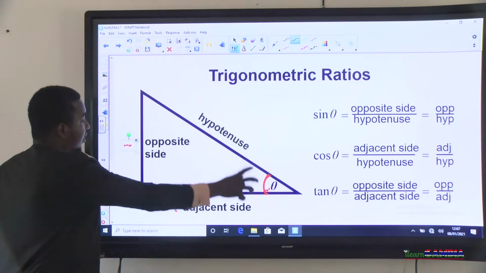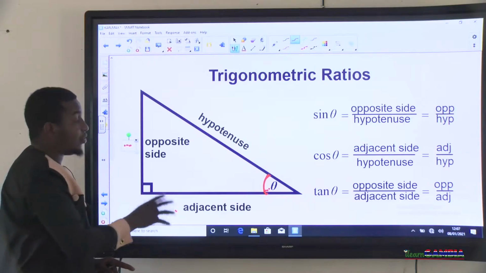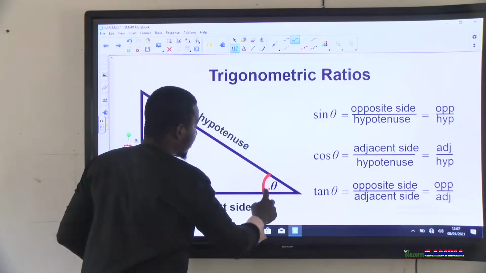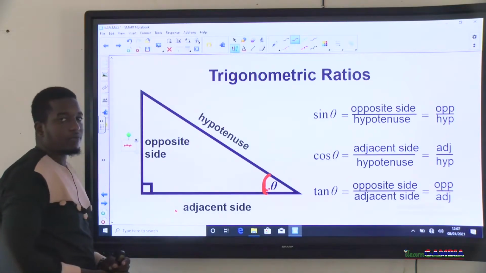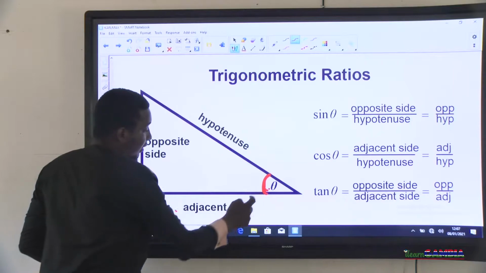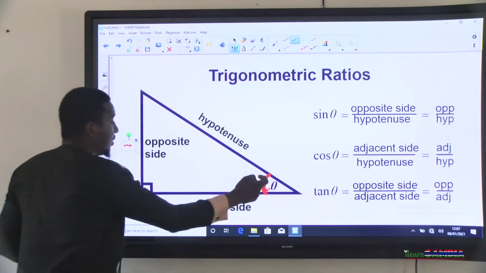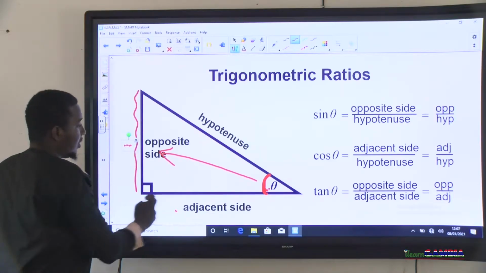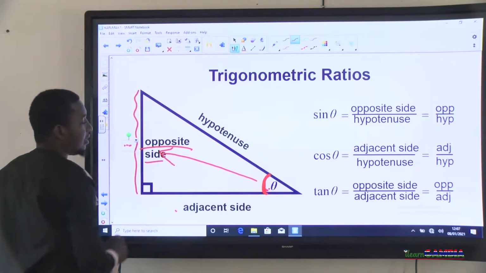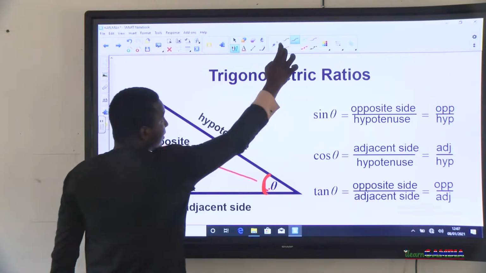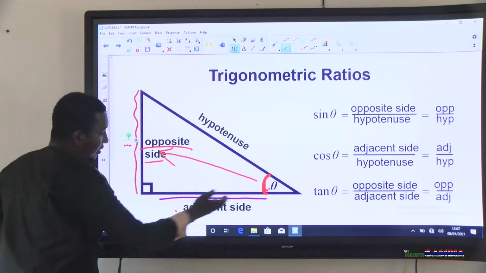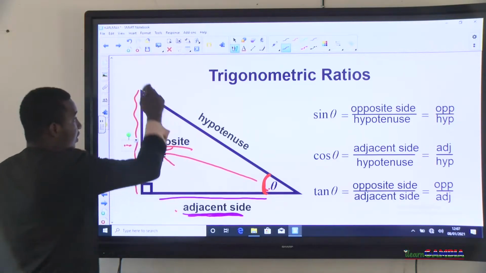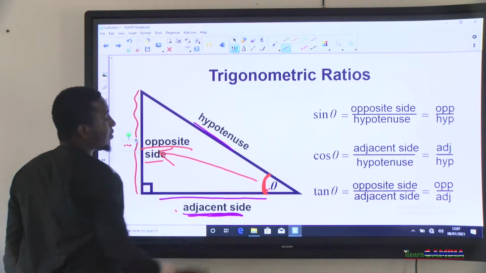Now these three terms are very important in today's lesson. Remember, we have a triangle and our reference angle is angle theta. So the side that is opposite to angle theta is called the opposite side. And the side that is adjacent to angle theta is referred to as the adjacent side. And the other side, the longest side, is called the hypotenuse.